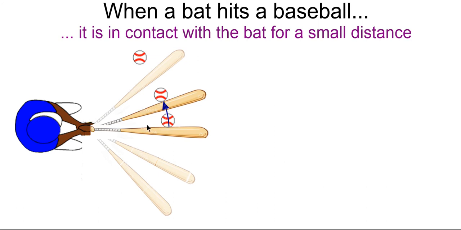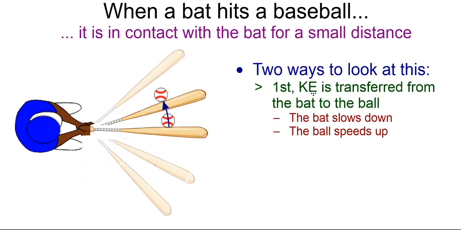Now, there are two ways of looking at this. One is a transfer of energy, just like with the bowling ball. Let's look at that. First, the KE is transferred from the bat, that has it, to the ball. Just like with the bowling ball, the bat slows down. Again, you can't see this probably when you watch someone hit a ball, but the bat does slow down, and the ball speeds up, doesn't it? So the bat loses kinetic energy, transfers it to the ball.